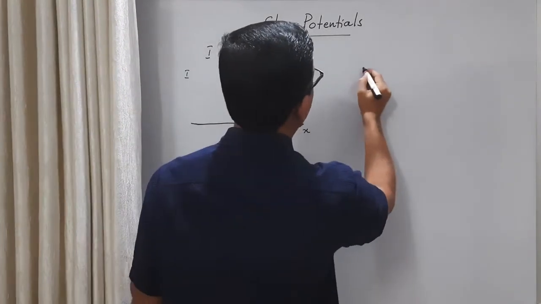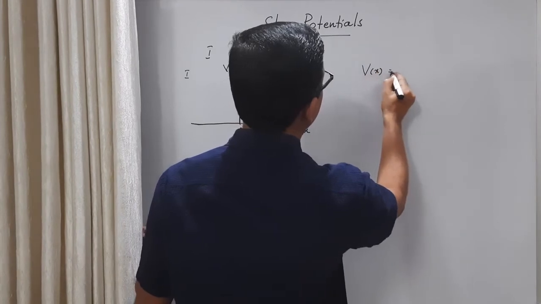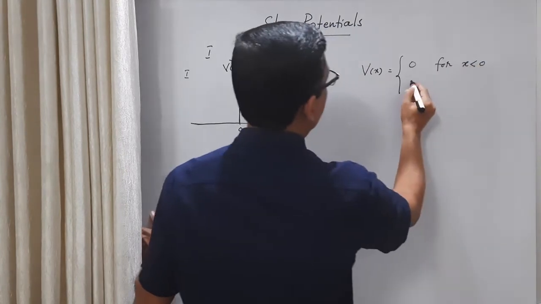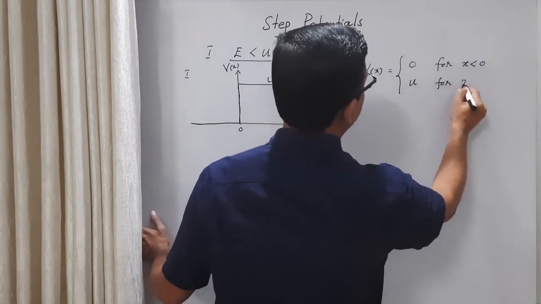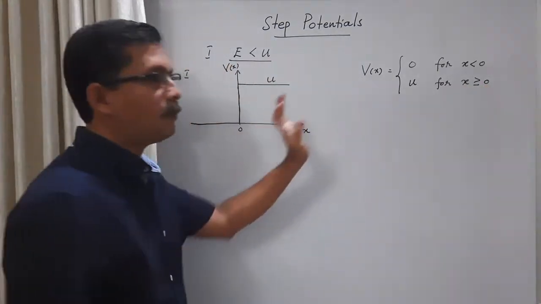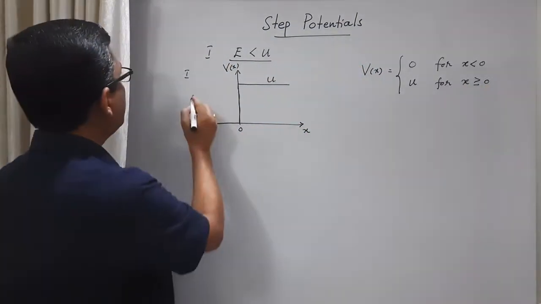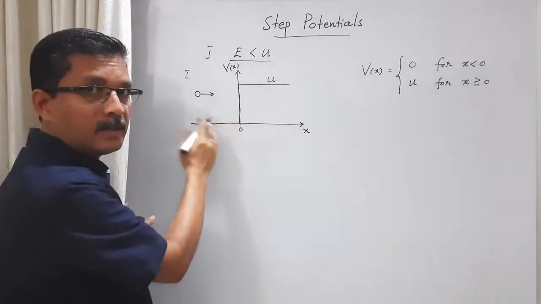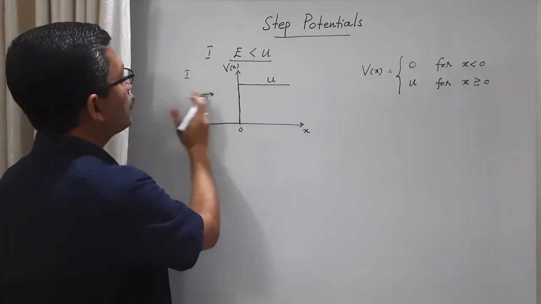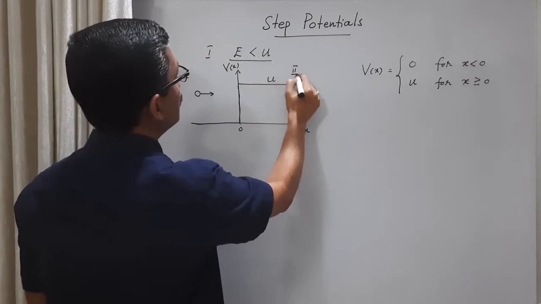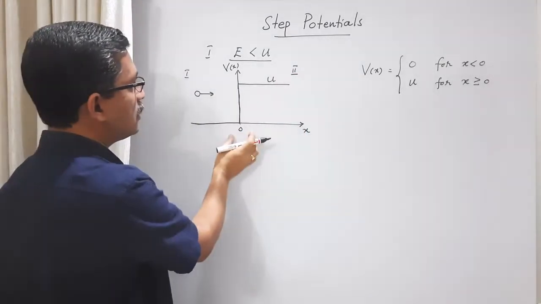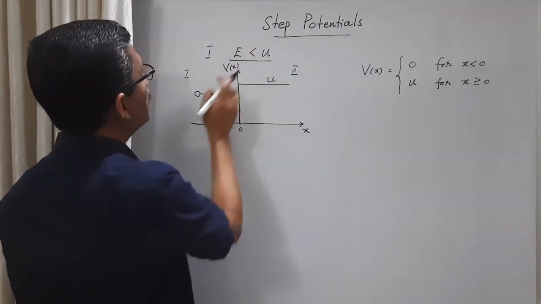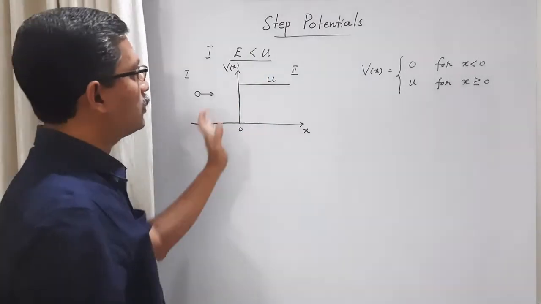We can write it like this: potential energy is equal to 0 for x less than 0, and equal to U for x greater than or equal to 0. That is the potential energy. Now a beam of particles is coming. I will draw a single representative particle in this beam. The beam of particles is coming from region 1, and this is region 2. They are incident on this potential step at x equal to 0, and the total energy of the particles is greater than the height of the potential step.